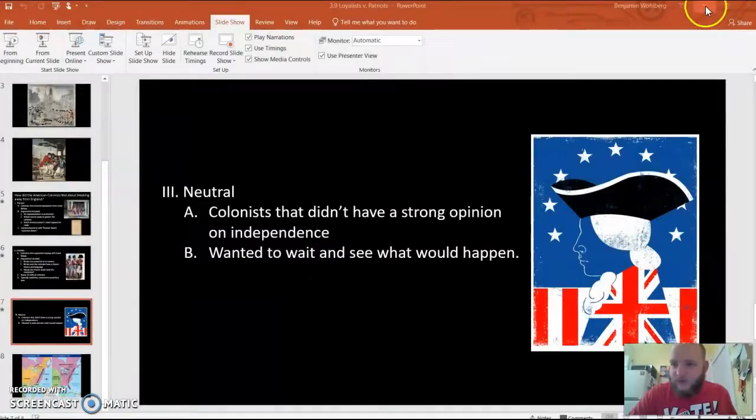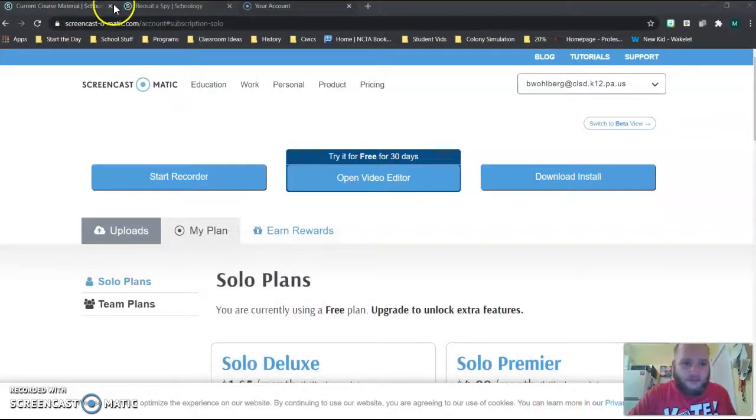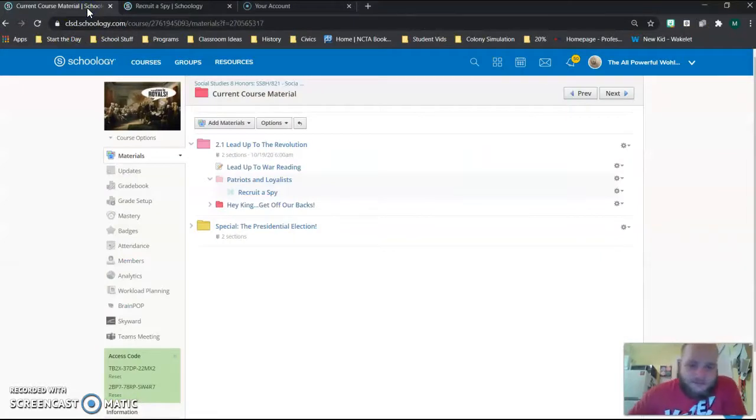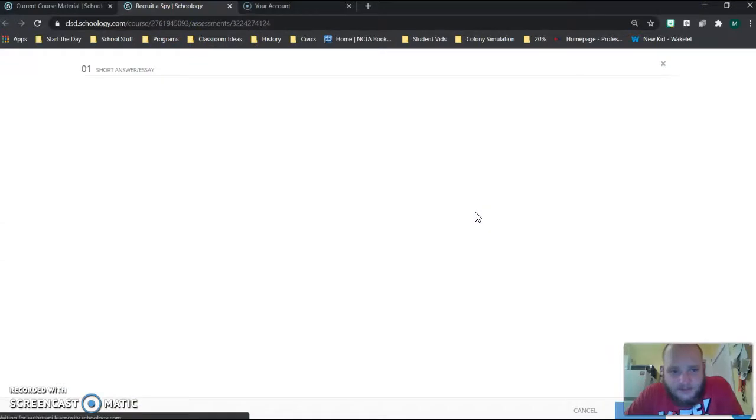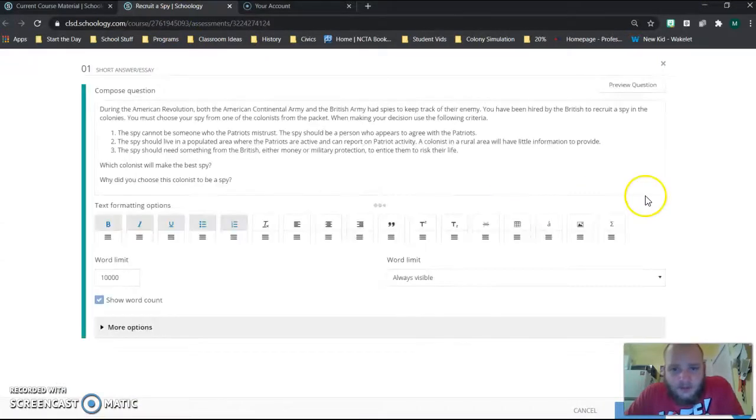So that's step 1. So colonist A through G, figure this out. But from there, there's an added challenge. This is where I'm going to ask you to go to the old Schoology. So let me get to the old Schoology. If you go into current course material, this week's folder, 2.1, lead up to the revolution. It's kind of grayed out right now, but you're going to have a folder shortly that's going to say patriots and loyalists. And ultimately, this little file here that says recruit a spy, this is your task. Oh, there we go.